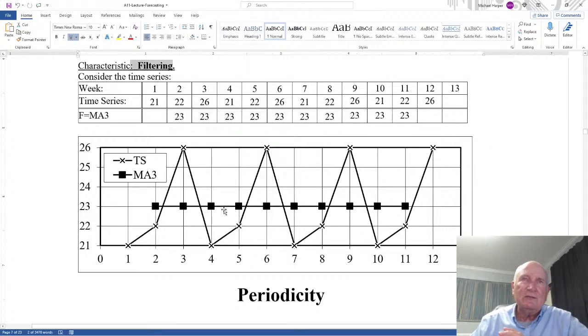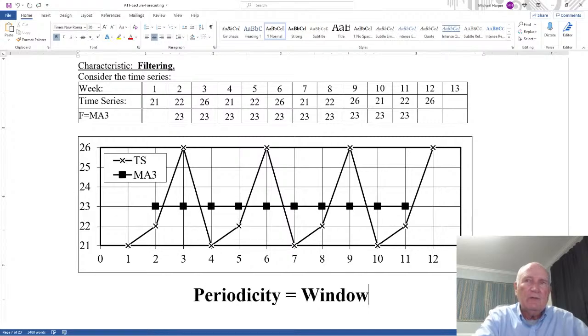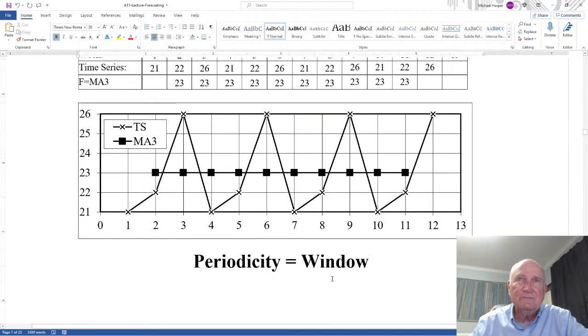So to filter a component, which is a repeating pattern, the window of the moving average will equal the periodicity of the component. So when the window of a moving average equals the periodicity of a component, then that moving average will filter out the component. And that's what this illustrates.